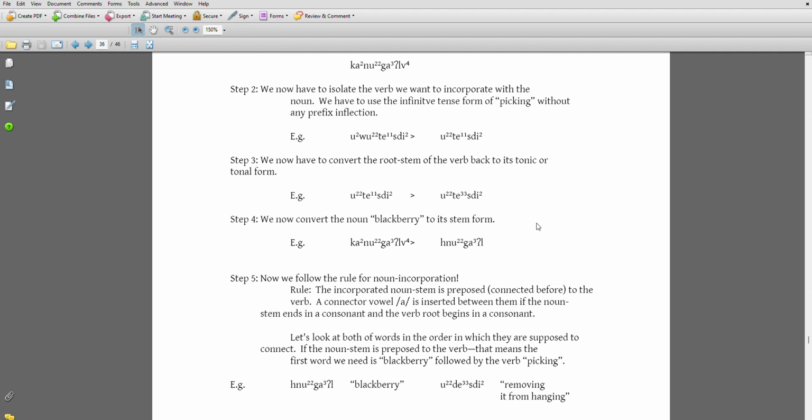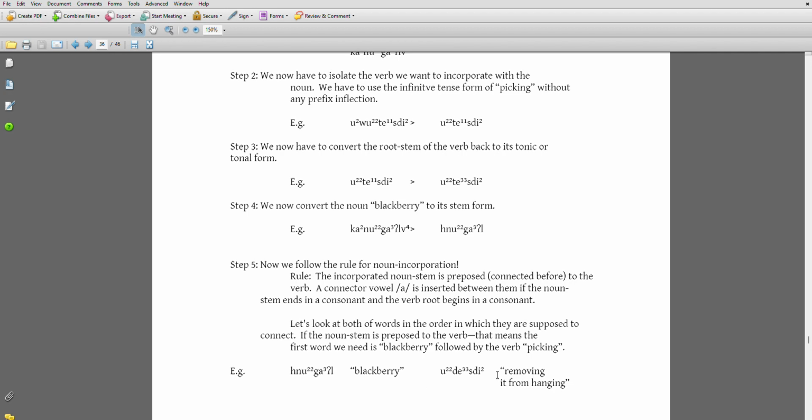Rule: the incorporated noun stem is preposed, which just means connected before, to the verb. A connector vowel "a" is inserted between them if the noun stem ends in a consonant and the verb root begins in a consonant. Let's look at both of the words in the order in which they are supposed to connect. If the noun stem is preposed to the verb, that means the first word we need is blackberry, followed by the verb picking. So nugat, blackberry, and udesti, to remove it from hanging, is what that means.